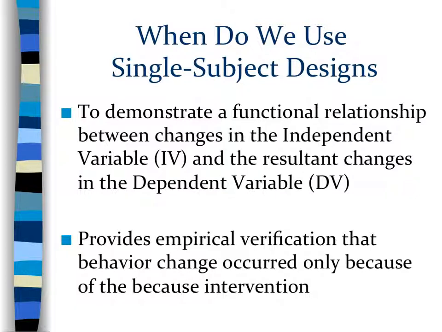So, when do we use single subject designs? We use them, like I said, when we are trying to study behavioral change in an individual or in a very small group of students with similar behaviors. It is used to demonstrate a functional relationship between changes in the independent variable and the resultant changes in the dependent variable. It provides empirical verification that behavior change occurred only because of the intervention and for no other reason.